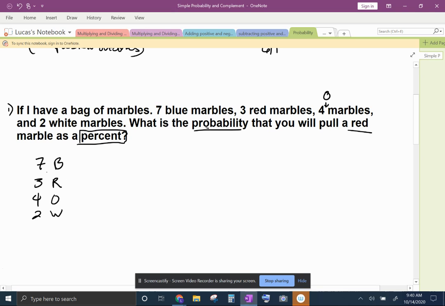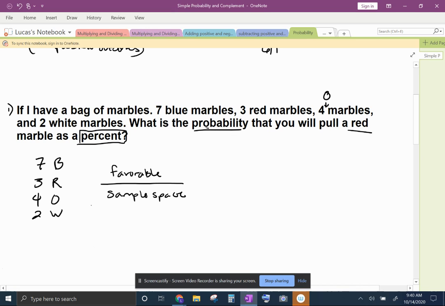So let's go over this. First thing, it is favorable outcomes out of the total possibility. So the sample space is what it's called. Sample space is all possible outcomes when I just pull 1 marble out of the bag.